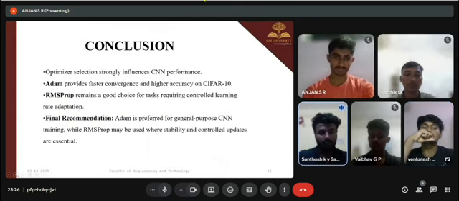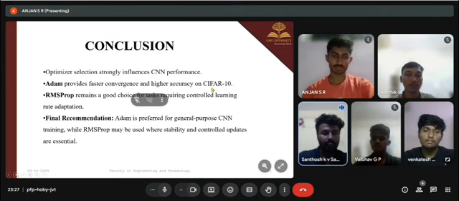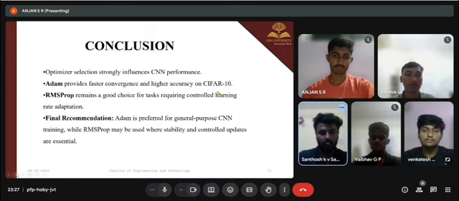Optimizer selection strongly influences CNN performance. Adam provides faster convergence and higher accuracy on CIFAR-10. RMSprop remains a good choice for tasks requiring controlled learning rate adaptation. Final recommendation: Adam is preferred for general purpose CNN training, while RMSprop may be used where stability and controlled updates are essential.